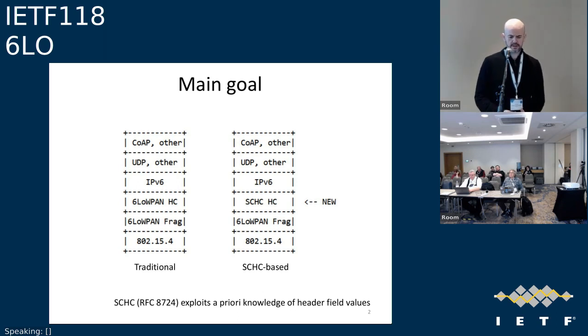Here, SCHC is the main product of the LPWAN working group. It's specified in RFC 8724. And the expectation is that it can provide a greater compression degree, so better performance from that point of view. The trick is that it is based on exploiting a priori knowledge of the header field values of the packets that will be transmitted, stored in some context at the compressor and decompressor sites. Next, please.